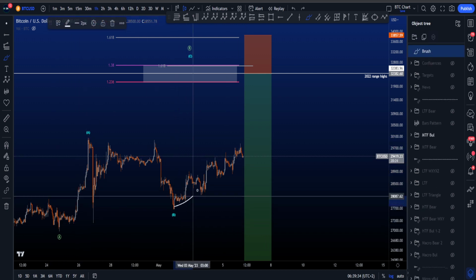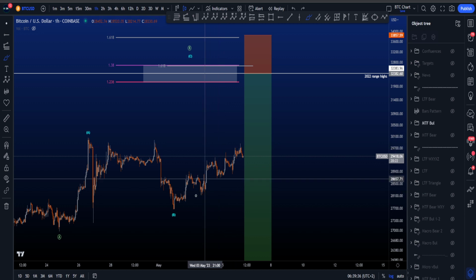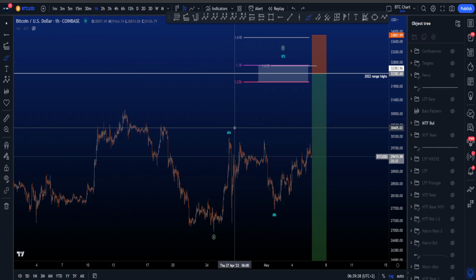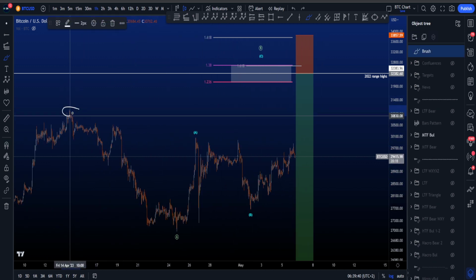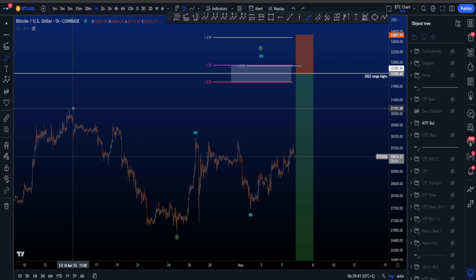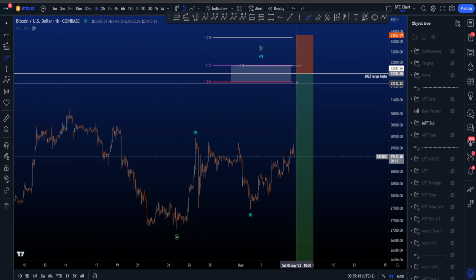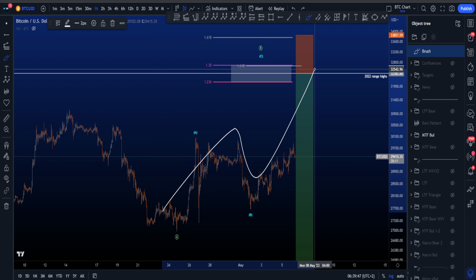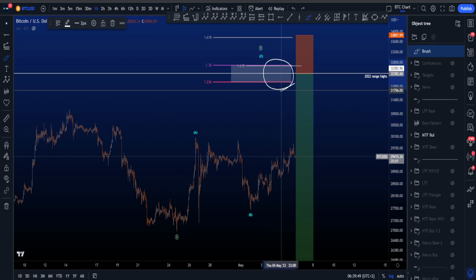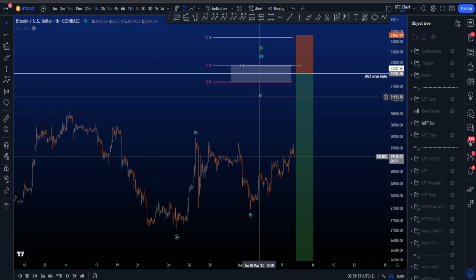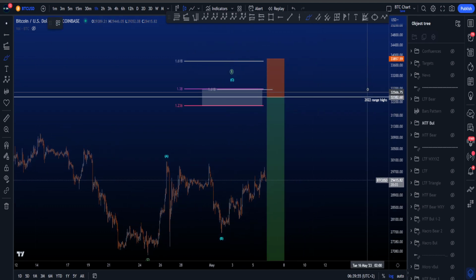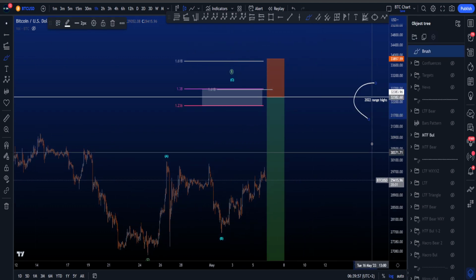And also, in my opinion, it's not really impulsive enough for this to be a wave C. However, if price is gonna take the high over here at 31k, then the next area of resistance, whatever the count may be, of course, is gonna be this area around 32.4k. So at 32.4k, we have the 2022 range highs.